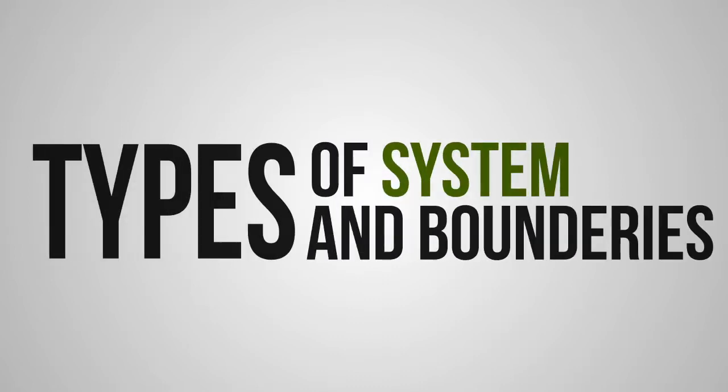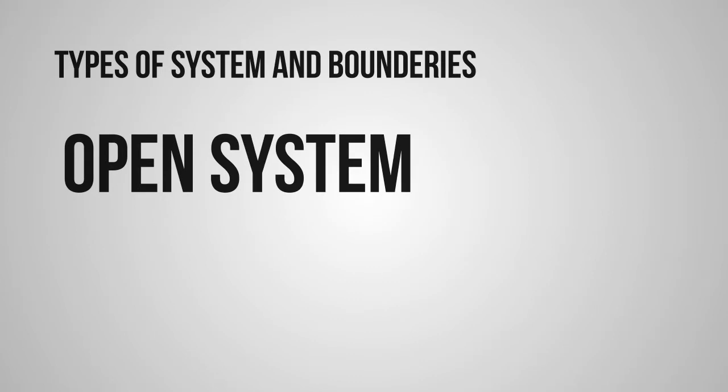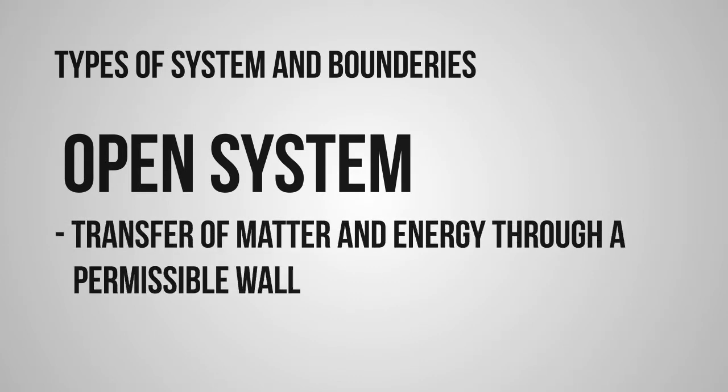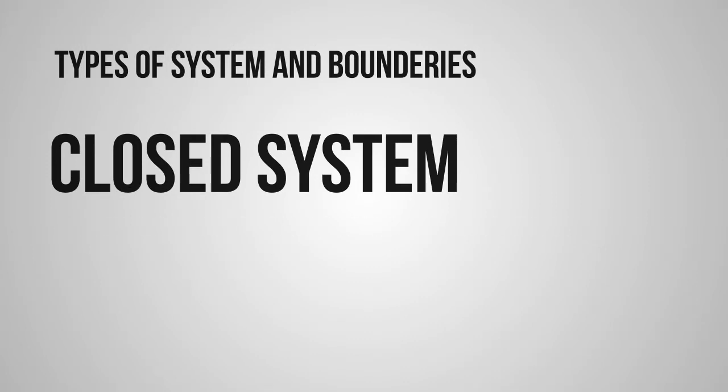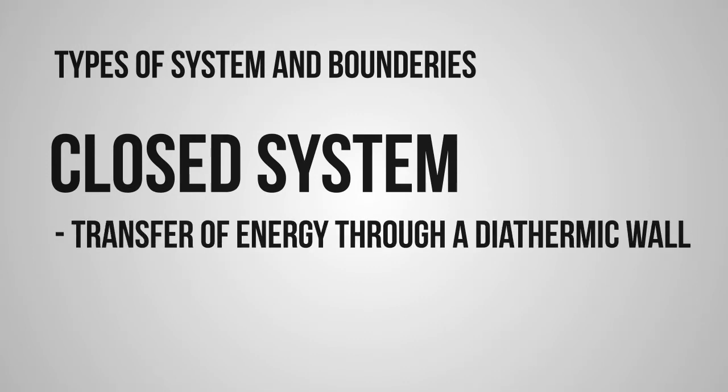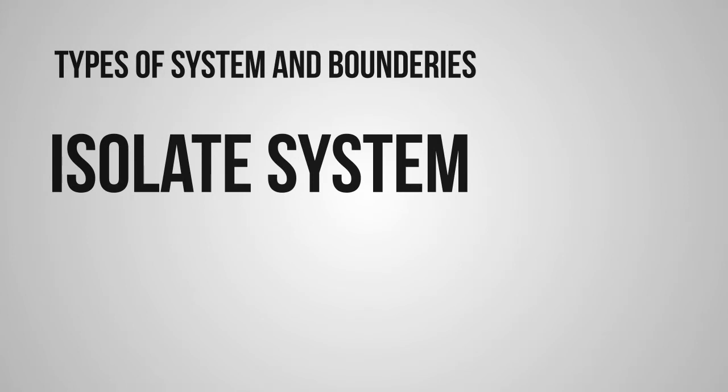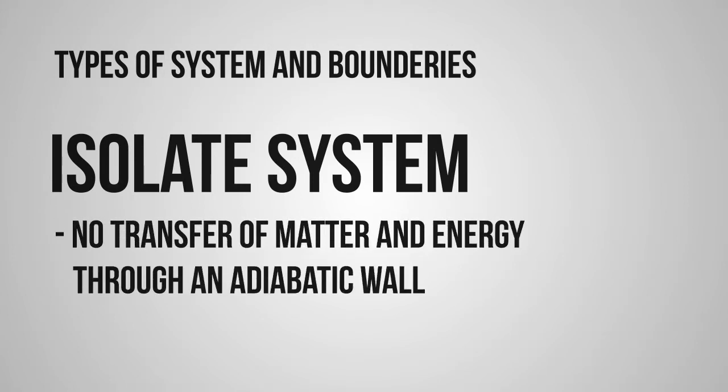Types of system and boundaries. Open system. Transfer of matter and energy through a permeable wall. Closed system. Transfer of energy through a diathermic wall. Isolated system. No transfer of matter and energy through an adiabatic wall.